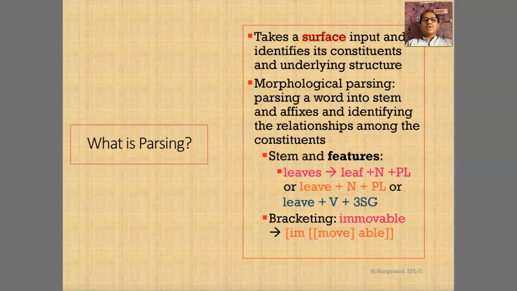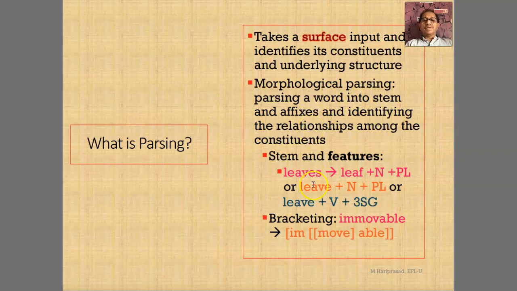Now let's look at what parsing is. Parsing takes a surface input and identifies the constituents of the input and the underlying structure of the input. Parsing can be at the syntactic level or at the morphological level. When it is at the morphological level, it is morphological parsing. In morphological parsing, a word is taken as input and analyzed into the stem and affixes, and the parser identifies the relationships between the stem and affixes.